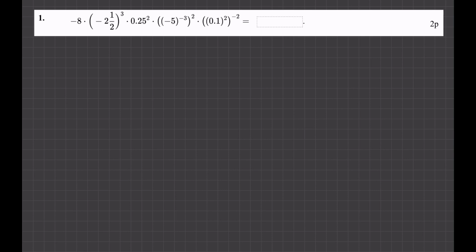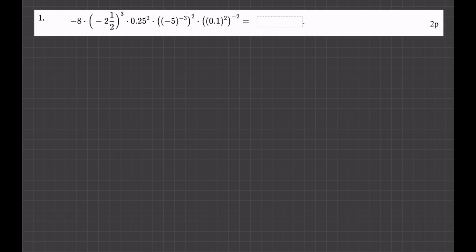The first question, we want to calculate this number and put the exact value here. And of course the calculator is not allowed. Okay, how can we do that? So let us start doing these things separately. So of course -8 is already -8. I don't need to do anything with that, so I will start from here.